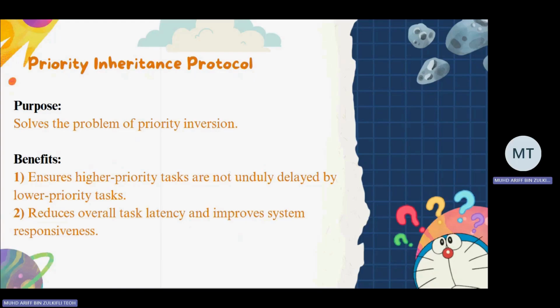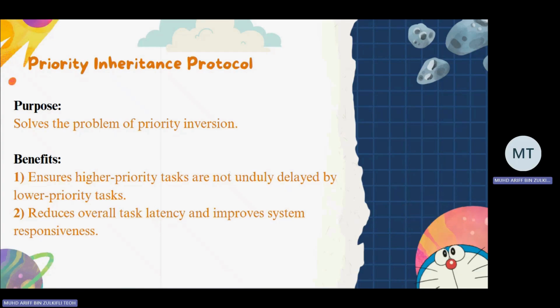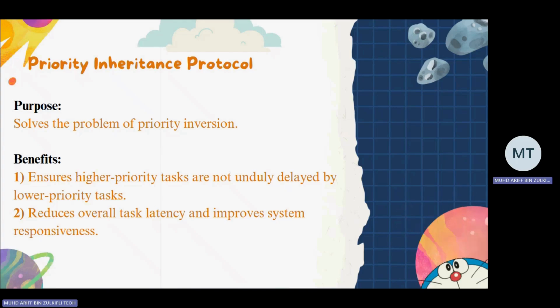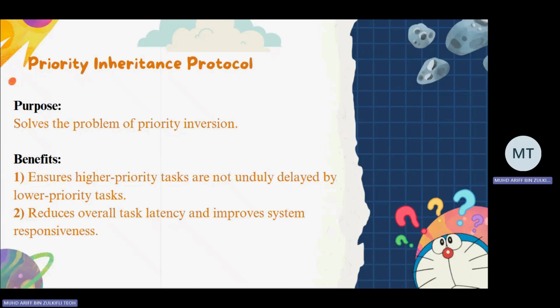The purpose of the priority inheritance protocol is to solve the problem of priority inversion. As you may know, priority inversion is when the lower priorities block the higher priorities from being executed. So priority inheritance is the way of preventing or solving that. There are a few benefits of priority inheritance protocol. Number one is it ensures higher priority tasks are not unduly delayed by the lower priority tasks, which I mentioned earlier. The second one is to reduce overall task latency and improve system responsiveness.